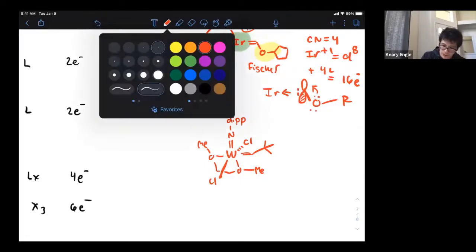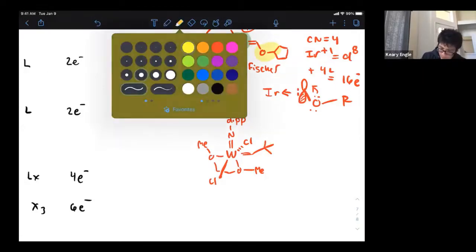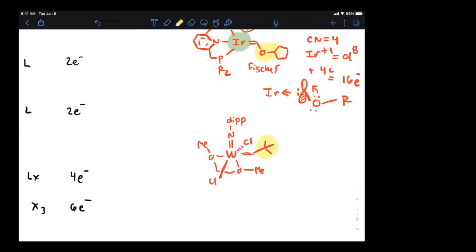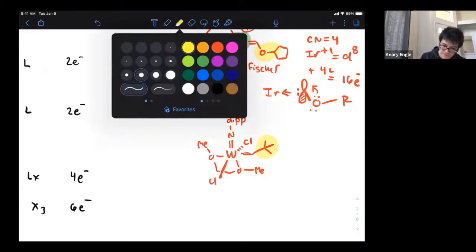What are we thinking for the carbene? If there's not a heteroatom, no heteroatom, okay, that would suggest more of a Schrock type. And the metal here, do you want to call this early or late? Late.